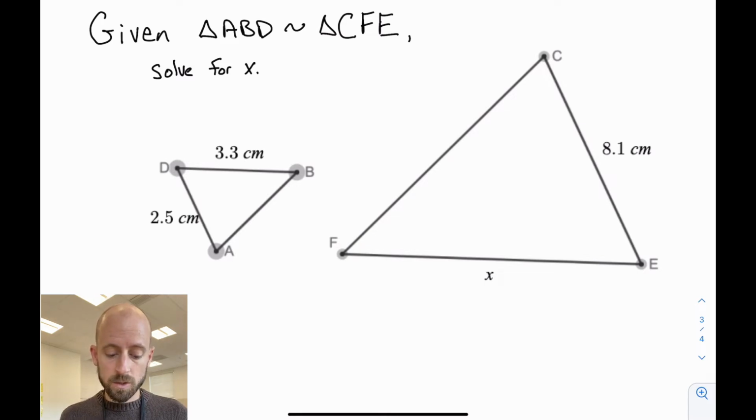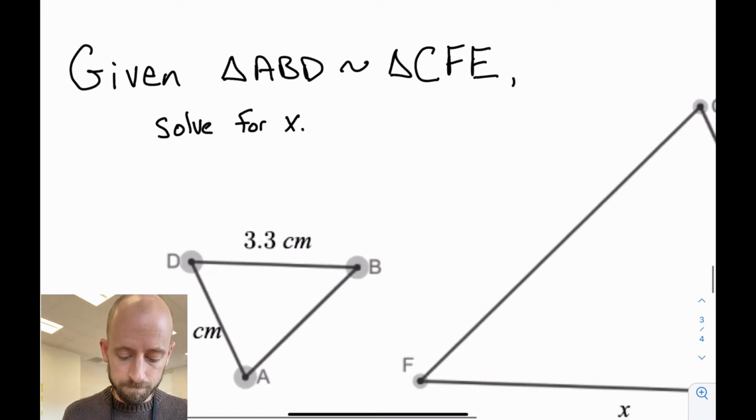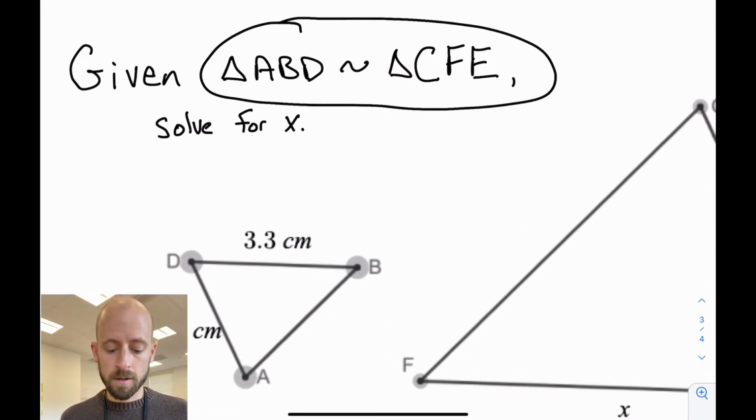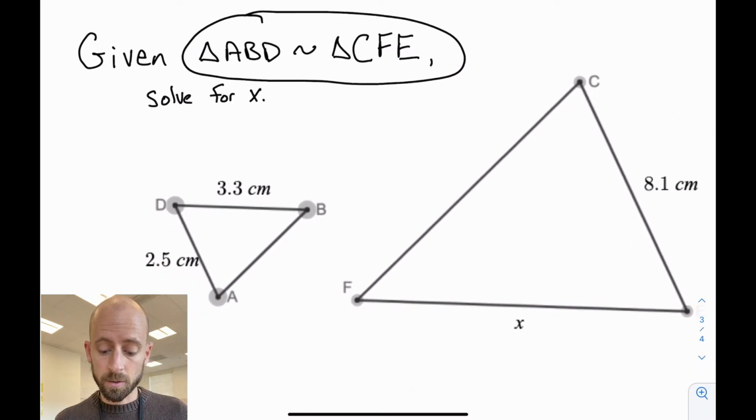So I need to use my similarity statement, which is right here. This is my similarity statement. That squiggly line in the middle means similar. We're told triangle ABD is similar to triangle CFE. So I need to grab a highlighter or a colored pencil and match up the corresponding sides. I'm going to do that using the letters and the order of the letters in the similarity statement.